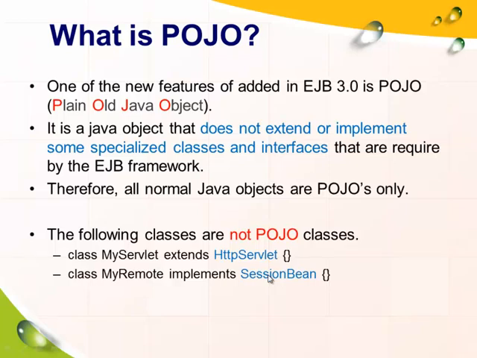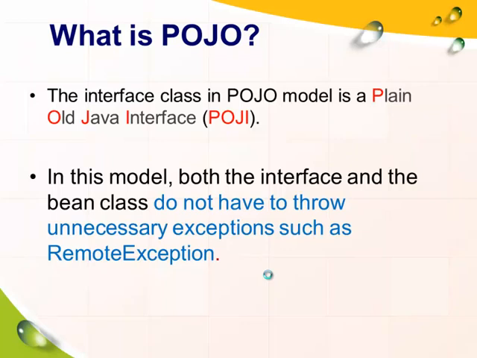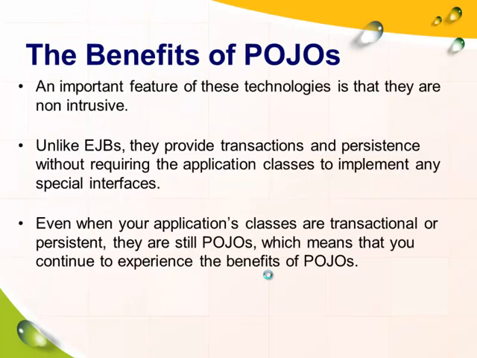A POJO is something where you are just writing your business logic without bothering about the Java architecture and what it has to do with your program. If you write an ordinary business method inside a class, then that class is a POJO class. If you write an interface, then it is a POJO. It is as simple as that. When you write the interface, you are not bothered about remote exceptions and all those things. You just write an ordinary interface, and then make use of it.